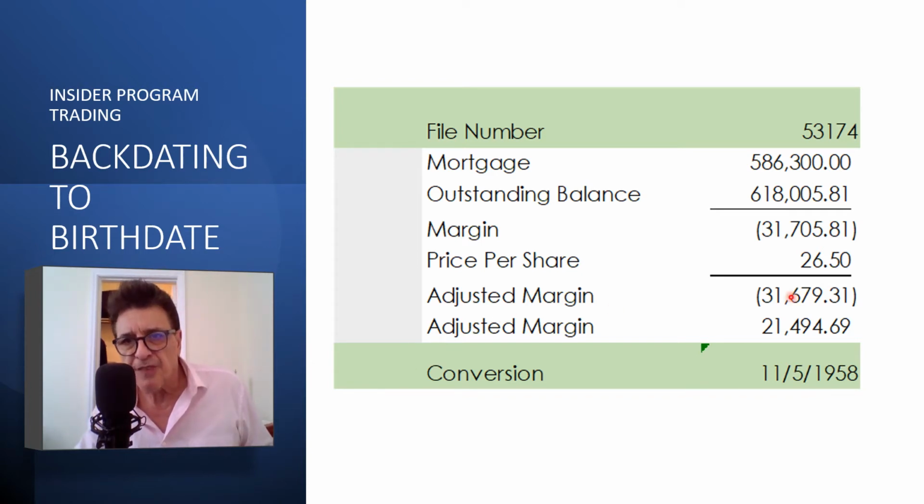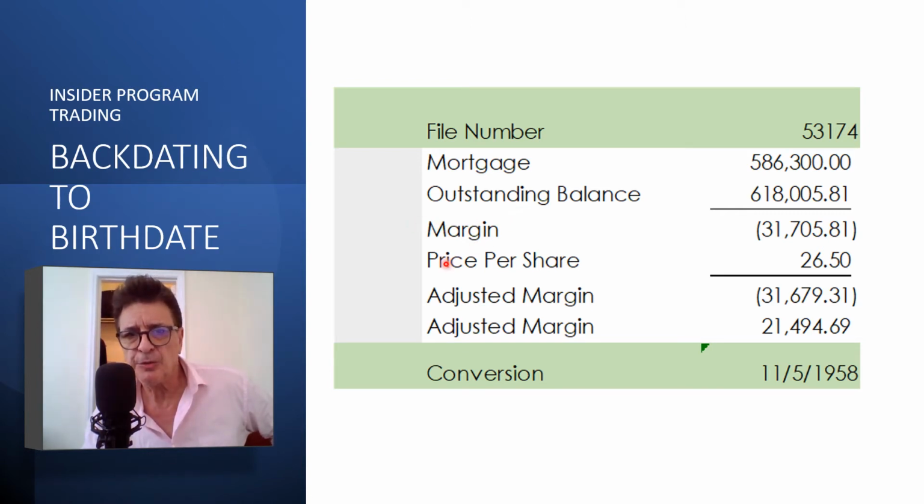We start with the file number, file number 53174. The file number was attributed to the file at the time of the foreclosure by the attorneys, 53174. Remember that. The file number was issued by the attorneys, and it's for a mortgage for 586,300. Select Portfolio Servicing is the servicer, and they show an outstanding principal balance of 618,005.81. Now, if you subtract the two, look what you get, 31,705.81. All right, nothing strange, nothing difficult. That's basic math.